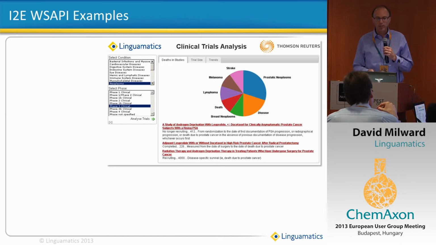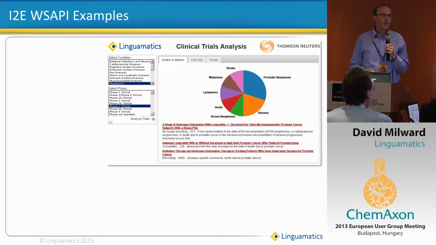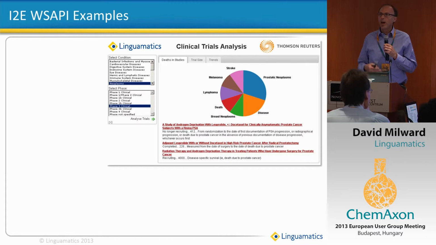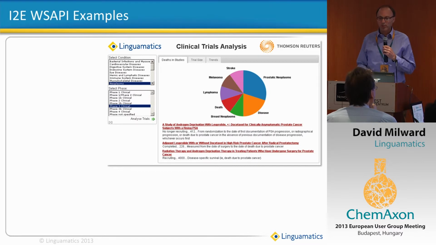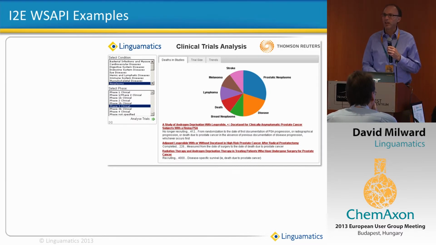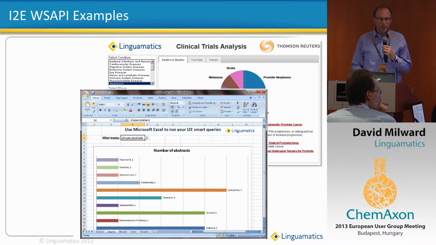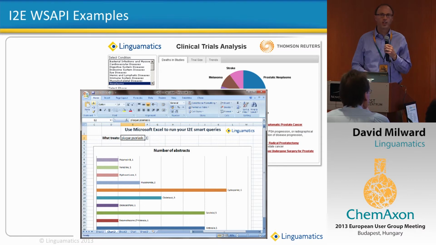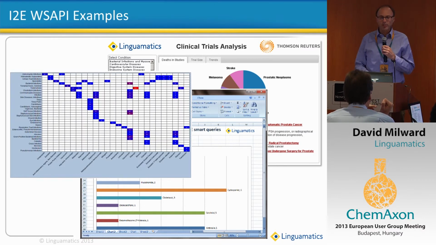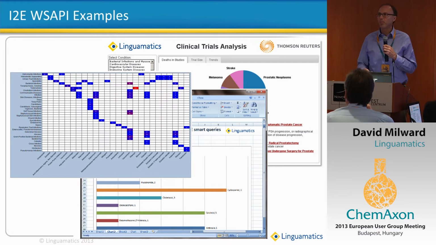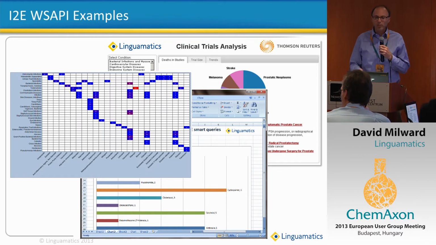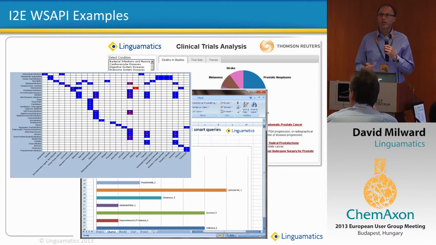Some examples here. In this case, we're taking Thomson Reuters clinical trial data and adding some extra metadata to that using the text mining. In this case, it was looking for reasons for deaths within the clinical trials, which wasn't in the existing metadata. This is an example of taking Excel and, from Excel, calling out to I2E to populate the bar chart dynamically. And the final example is a Pipeline Pilot component calling out to I2E to populate a bar chart. So we can start to build applications which have the text mining running in the back end.